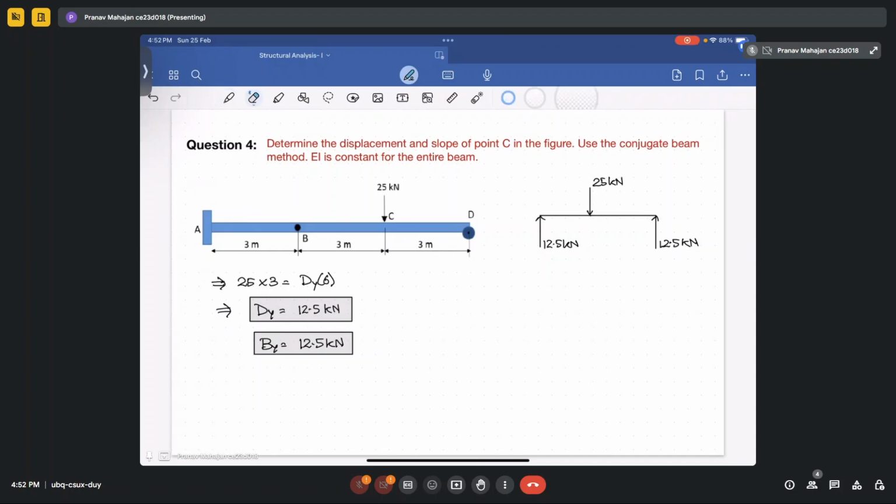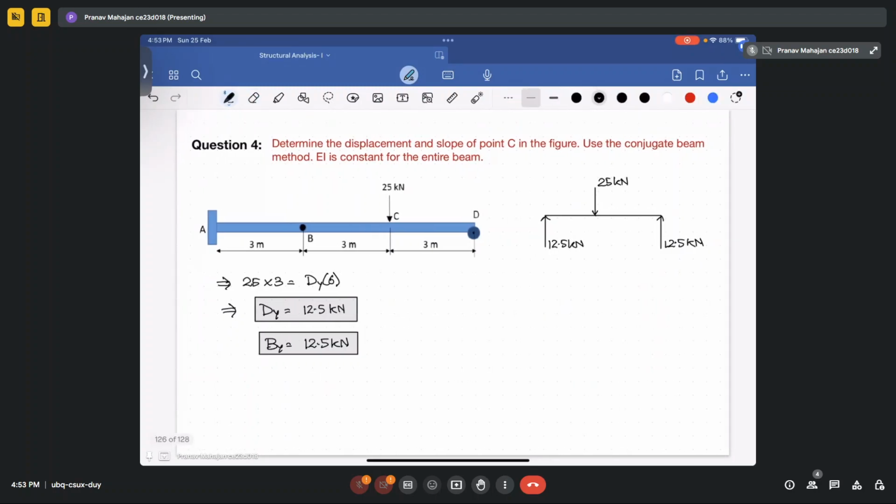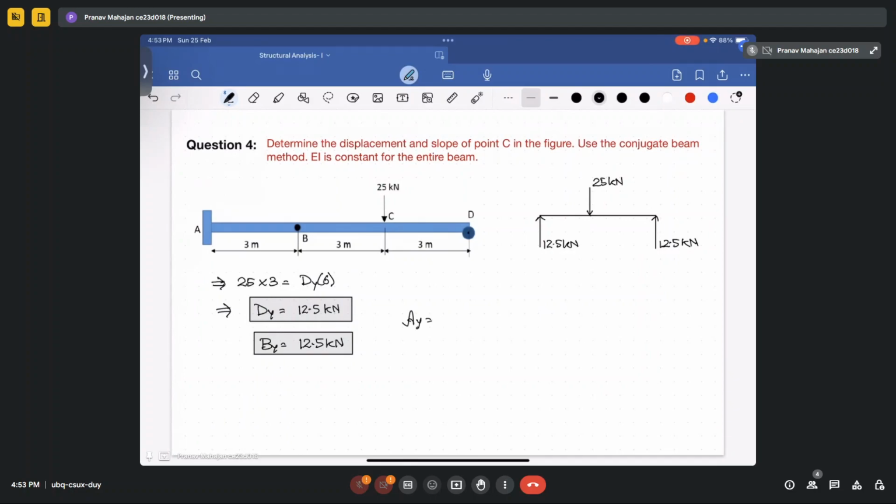Now to calculate the AI value, how will you do it? Your AI will be 25, you have the loading D coming out to be 12.5 kilonewton. So your AY will also be 12.5 kilonewton. Okay.